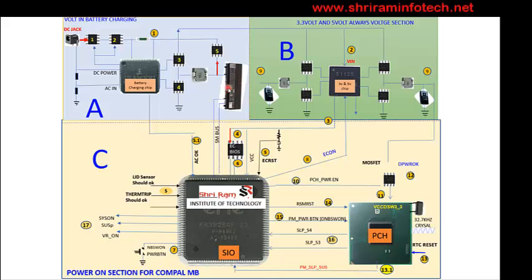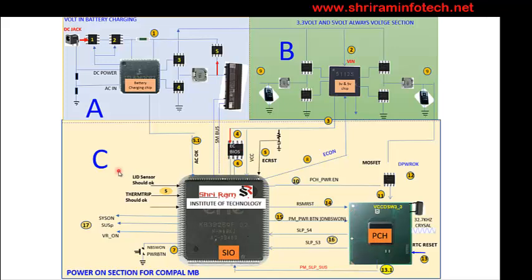Now we learn these sections. We categorize this entire section in three parts. This is section A. We call this the battery adapter in and battery charging section. This section generates a 3 volt and 5 volt, the always voltage section. We call it B section, and here are three components: SIO, the super input output controller, then the PCH and the BIOS. So there are three components.